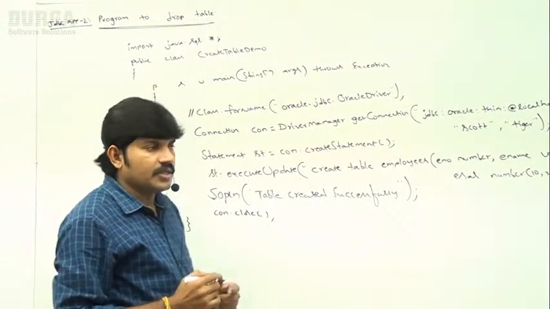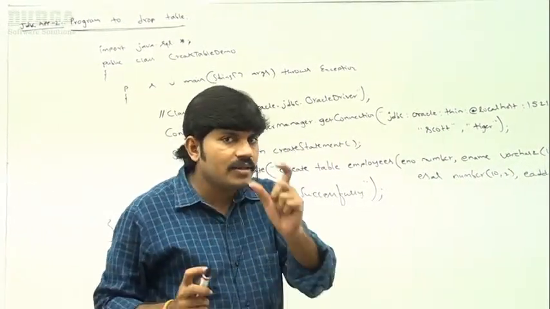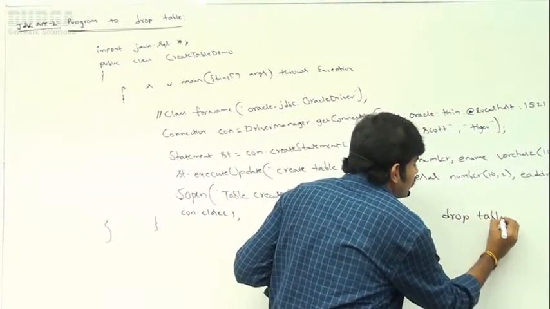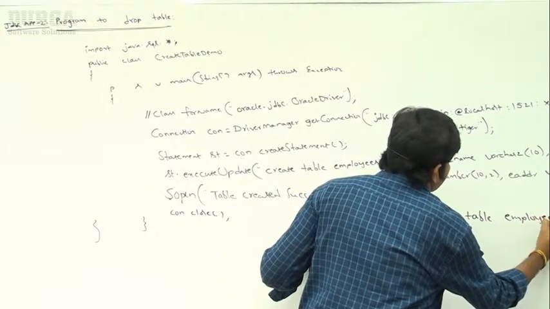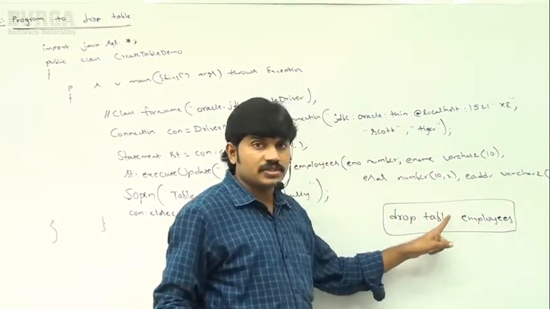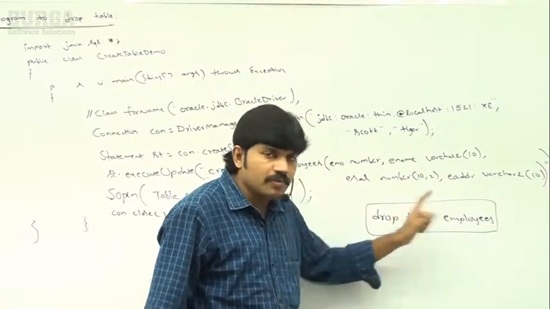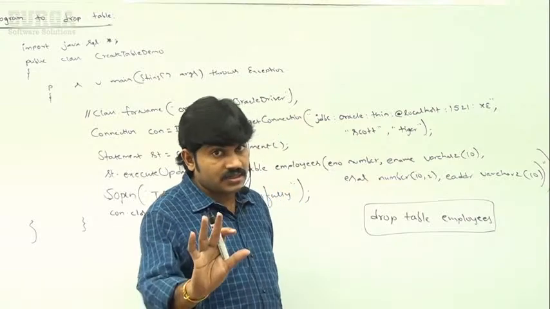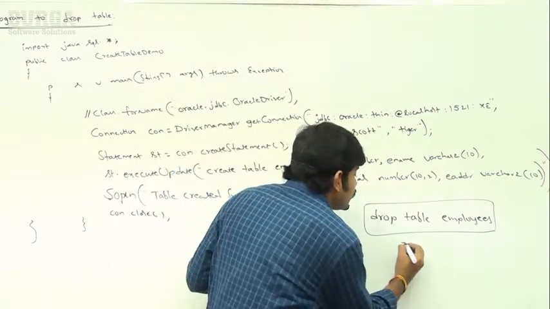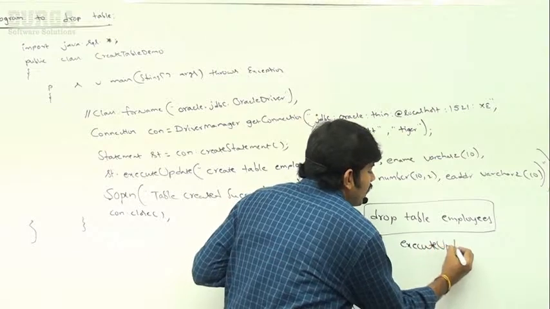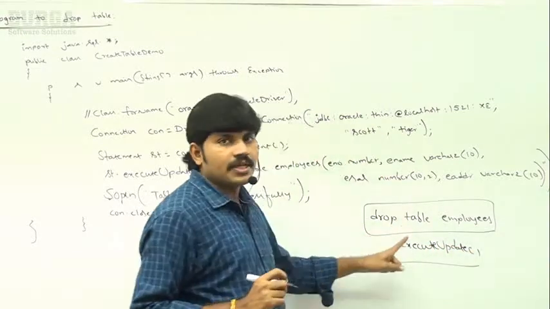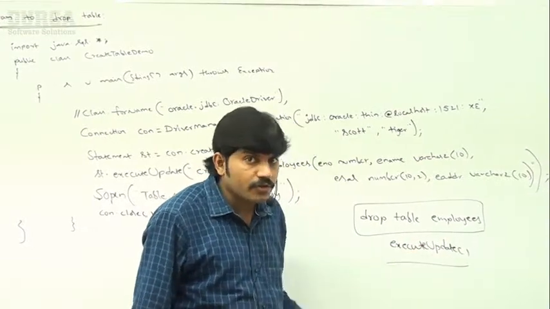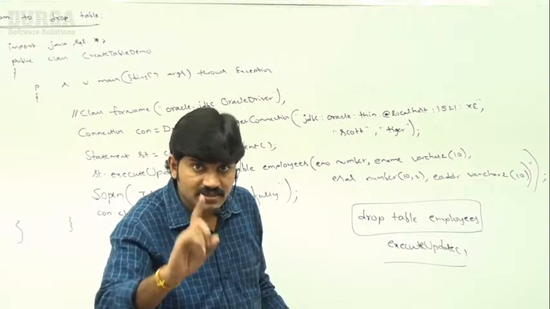Sir, now my question is, to drop a table, what is the SQL query? Can anyone spell it out? Drop table. Which table do you want to drop, sir? Employees table. This is the SQL query: drop table employees. Now my question is, is it a select query or a non-select query? Non-select query. If it is a non-select query, which method do we require to use, sir? Execute update method, because it is a non-select query.